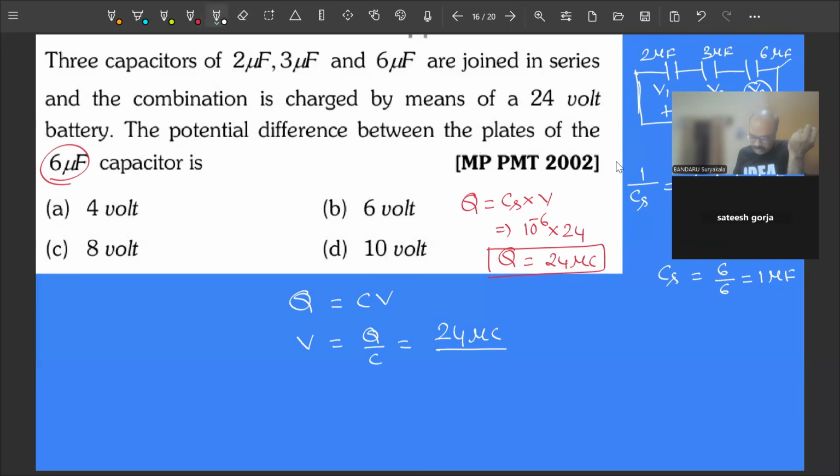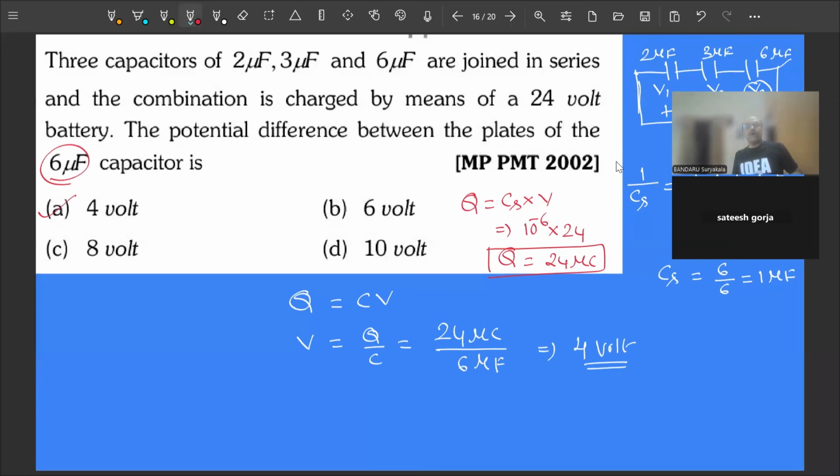So we take 6 microfarad here, and the microfarad gets cancelled. 6 ones are 6, 6 fours are 24. So the answer is 6 volt. This is the answer.